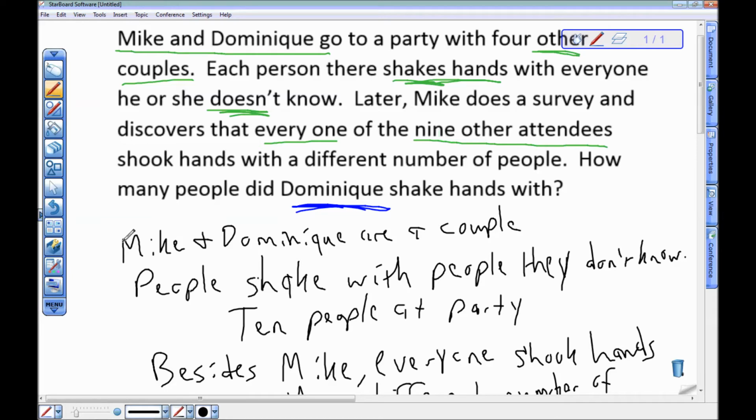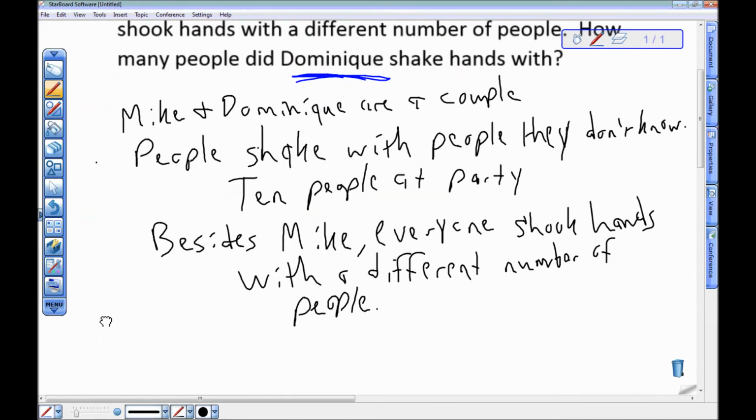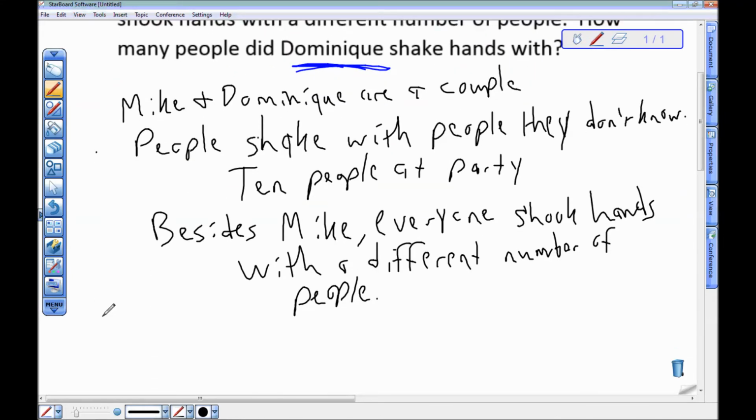Those are the basic things that I get when I read this. Now, if you want to go think about it for a little bit, or you understand the problem, go ahead. In a couple seconds, I'm going to start to talk about what I can infer from this, for the first few steps. So I'll be back in just a second.